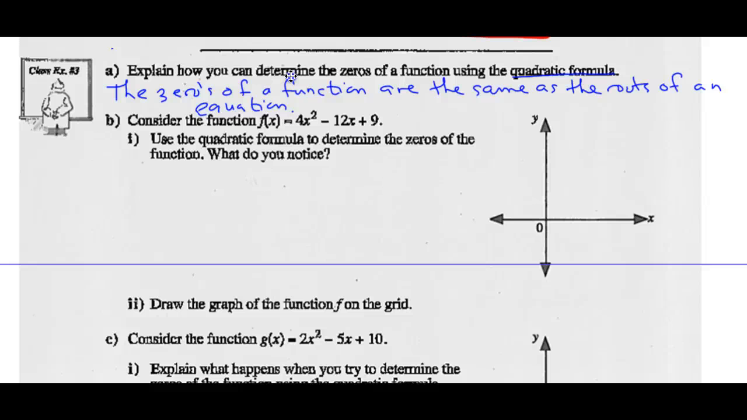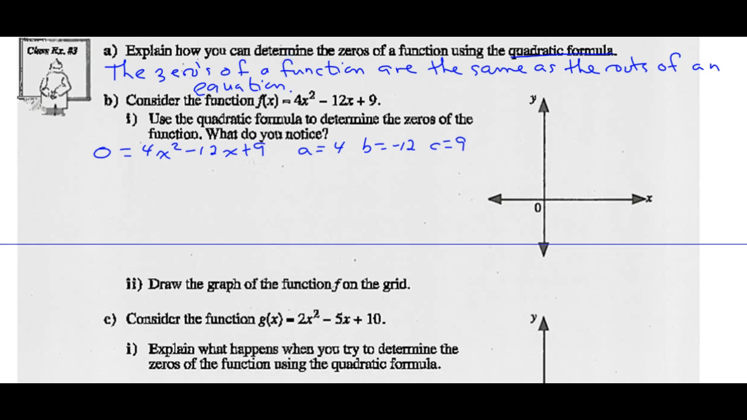What do we notice? If I want to find the zeros of the function, that means 0 equals 4x squared minus 12x plus 9. That gives us a quadratic equation. Once I have a quadratic equation, I can use the quadratic formula. So in this case, a is 4, b is negative 12, and c is 9. So let's plug those into our quadratic formula.